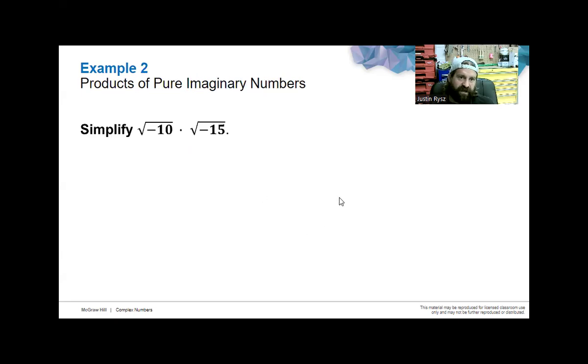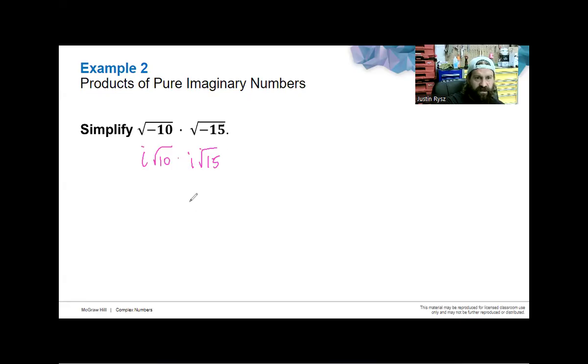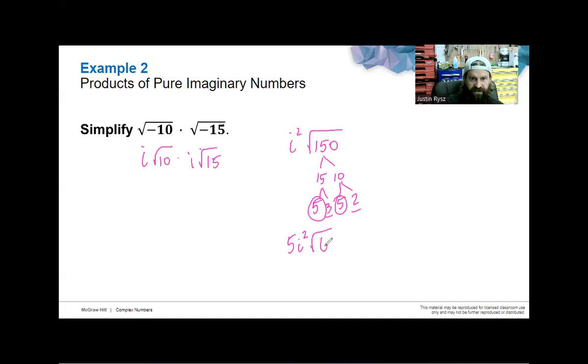All right, how do we multiply two imaginary numbers? First thing we're going to do is make sure that we take out the i's. So we're going to have i radical 10 times i radical 15. The i times i is going to be an i squared, and then 10 times 15 is 150. Break down the 150: 15 and 10, 5 and 3, 5 and 2. Got a pair of fives with a 2 and 3 left over.